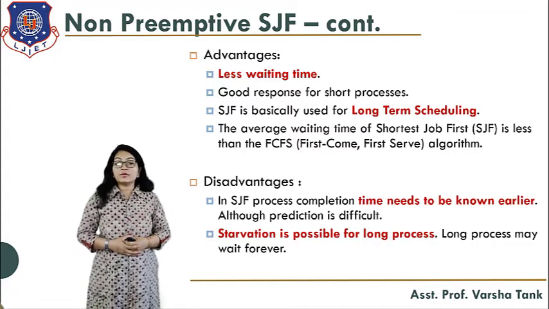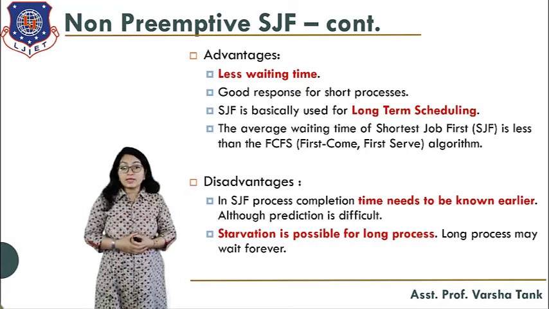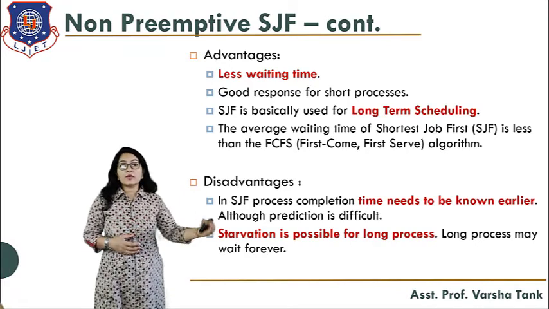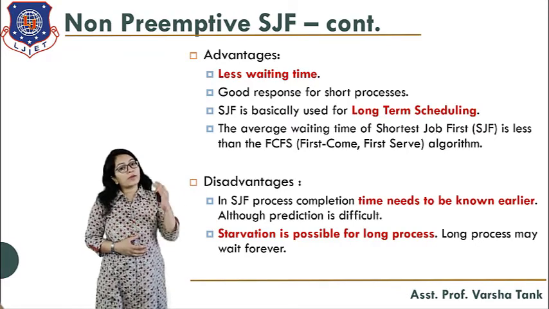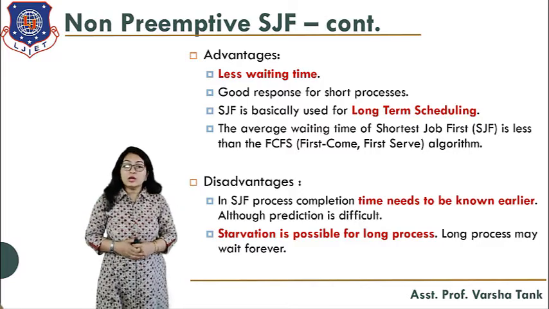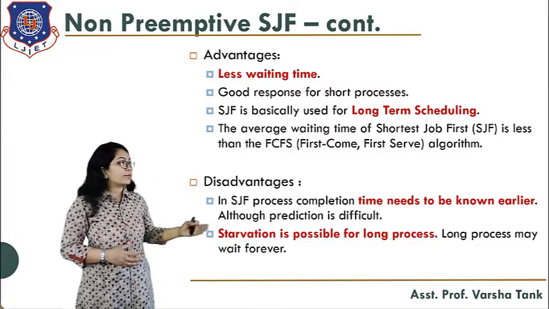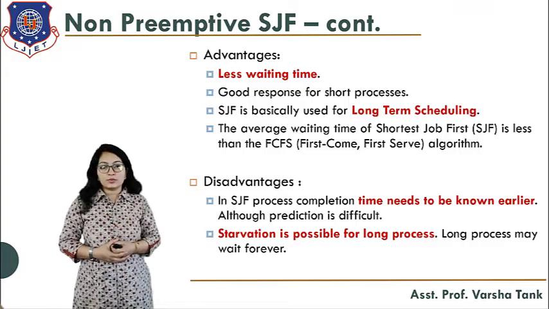For example, a process that is 100 milliseconds, and a newly arrived process has the lowest burst time. So every time, that longer process has to be swapped out. Okay, so that will be the disadvantage for the longer process.